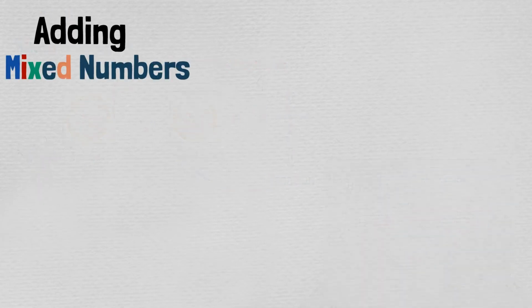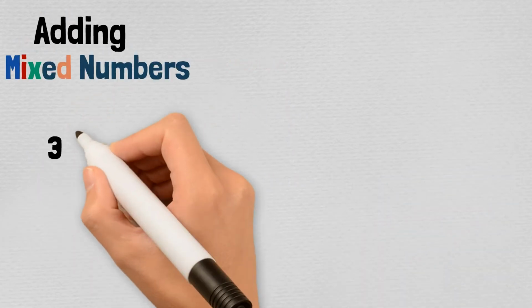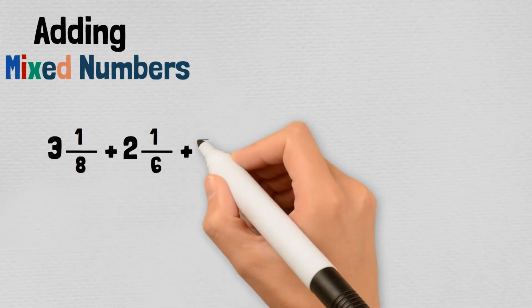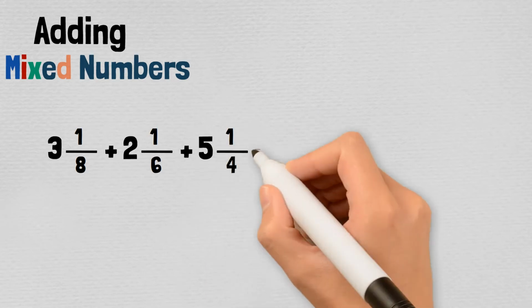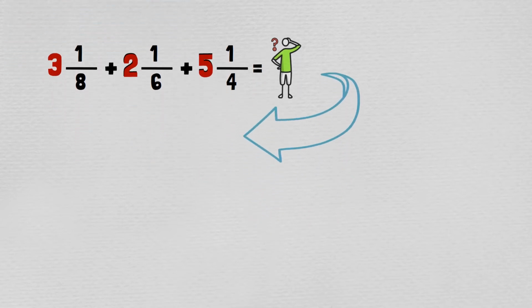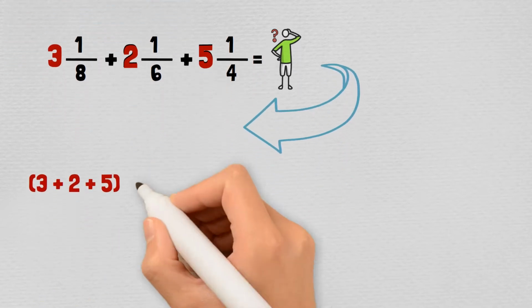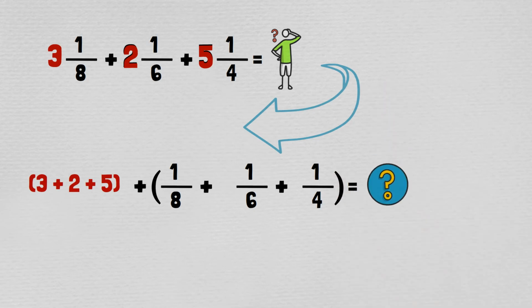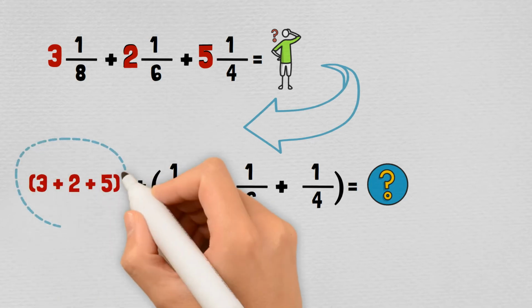Let's try to do some examples together. 3 1/8 plus 2 1/6 plus 5 1/4 equals, we don't know yet. The first thing we need to do is rewrite the problem in such a way that the whole numbers are separate from the fractions. 3 plus 2 plus 5 plus 1/8 plus 1/6 plus 1/4 equals, we still don't know yet. 3 plus 2 plus 5 equals 10.